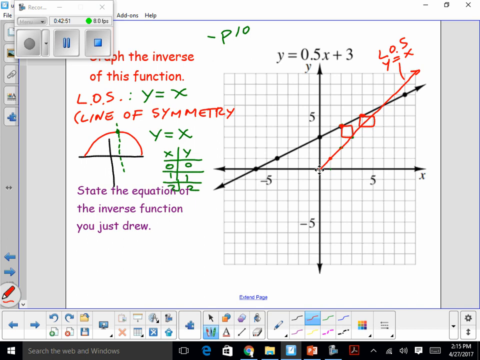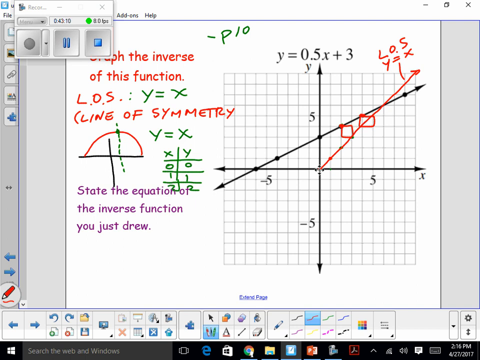Basically, what we're going to do, for those who are in geometry, is reflect the original graph over the line of symmetry. That's what we're going to do. The way we're going to do it is sort of like we did with the table: find x and y, switch them, and then plot them. That's not going to be too bad.